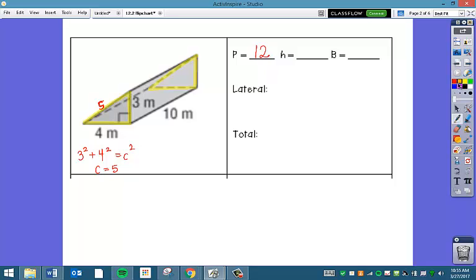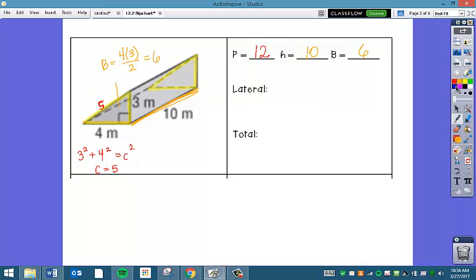The height, remember the height is what's connecting your two bases. So this is my height. My height is 10. And then capital B stands for the area of the base. I have to find the area of this triangle. A triangle is base times height divided by 2. The base of my triangle is 4. The height of my triangle is 3. And then I'm going to divide that by 2. 4 times 3 is 12. 12 divided by 2 is 6. So the area of my base is 6.